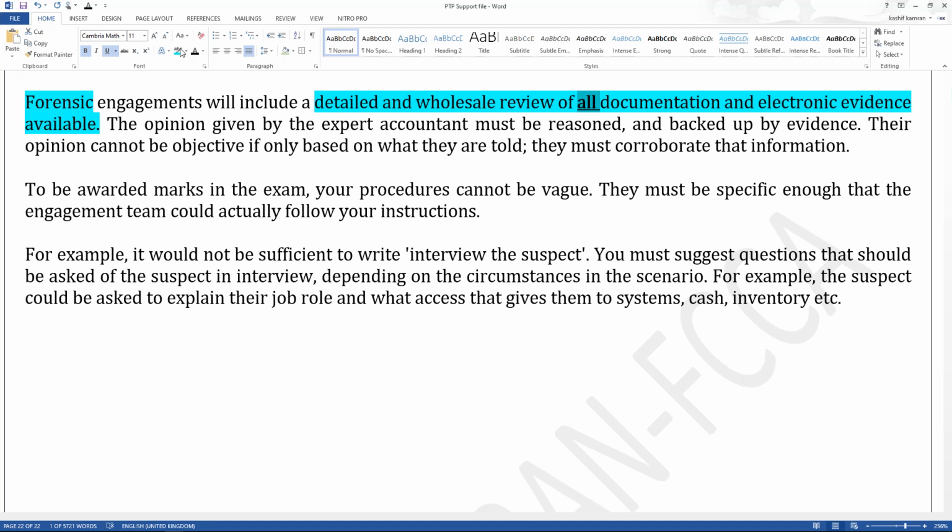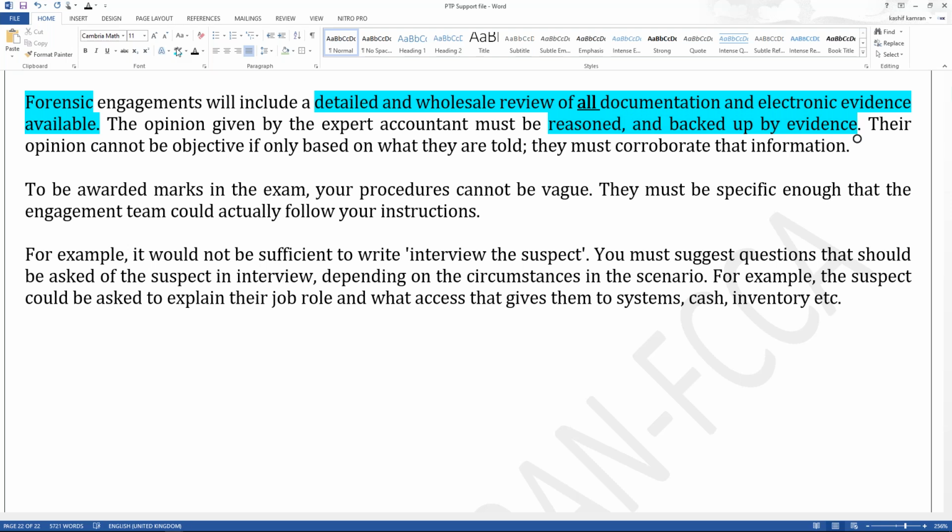The opinion given by the expert accountant must be reasoned and backed by evidence. So if you say who did it, it should be reasoned and backed by evidence. If you say how it happened, it must be reasoned and backed by evidence. If you say the amount of loss, it must be reasoned and backed by evidence. So whatever you do in forensic, it must be reasoned and backed by evidence. Is that important?